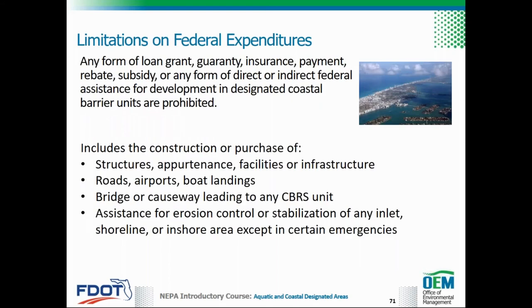Any form of federal loan, grant, guarantee, insurance, payment, rebate, subsidy, or any form of direct or indirect federal assistance for development and designated coastal barrier units are prohibited by the Coastal Barrier Resources Act, as well as the construction or purchase of structures, facilities, or related infrastructure, roads, airports, boat landing facilities or other facilities, bridges, or causeways leading to any Coastal Barrier Resources unit, and assistance for erosion control or stabilization of any inlet, shoreline, or inshore area, except in certain emergencies.